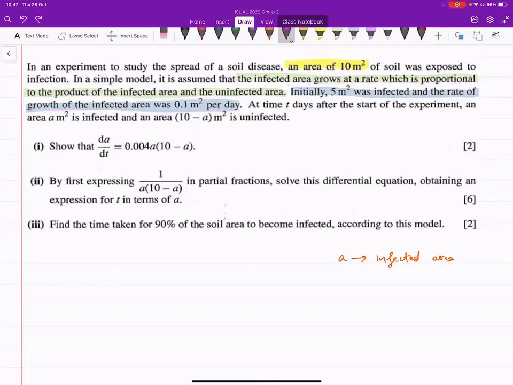अच्छा. Now it says at time t days, so one variable is t here, the time. After the start of the experiment, an area A is infected. Infected area को उसने A से represent किया. And 10 minus A is uninfected, right? जो 10 total area था, अगर A infected है, uninfected would be 10 minus A. So how do you form this equation now?